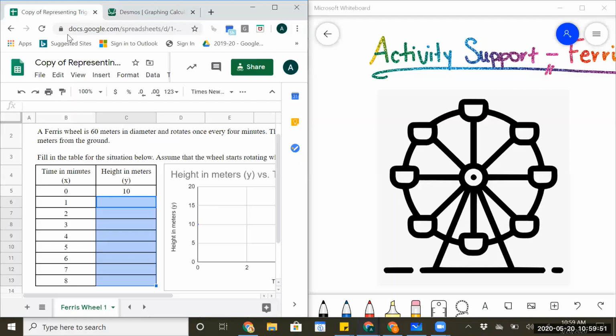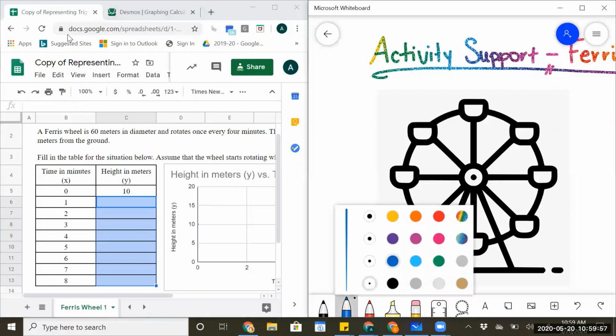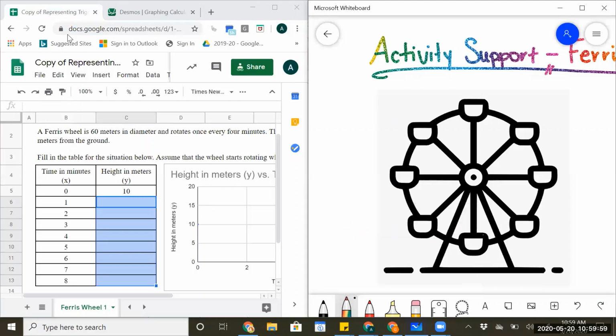Okay, and for the sake of this assignment, we are going to be starting right over here at the bottom. So here's us. There we are. And we're going to rotate counterclockwise just to keep with the unit circle idea, because our unit circle is traveling counterclockwise. We'll do the same with our Ferris wheel.